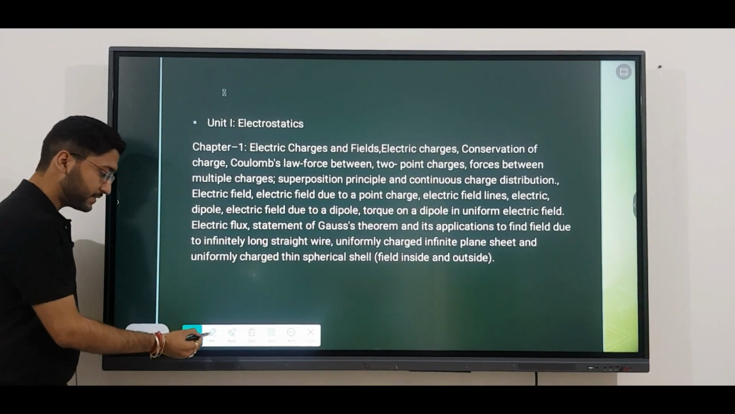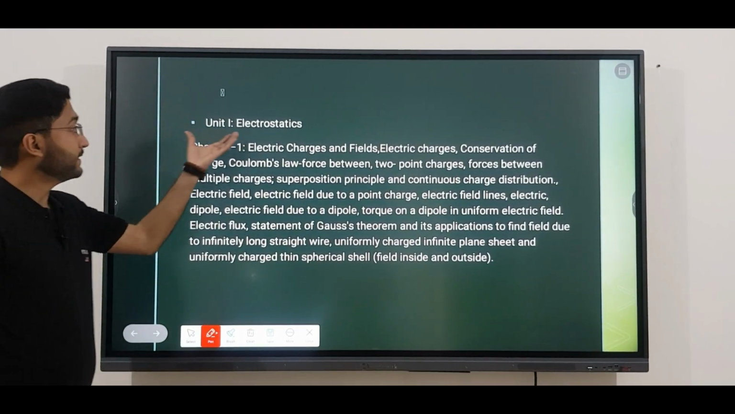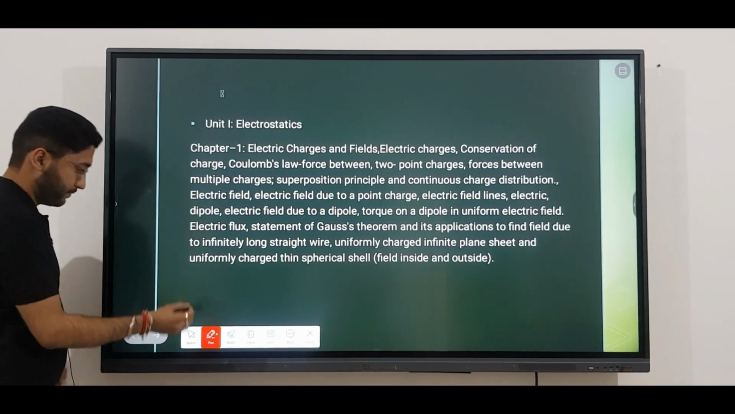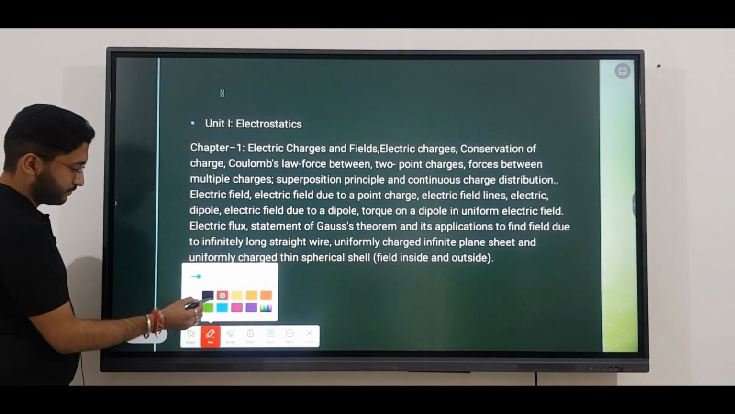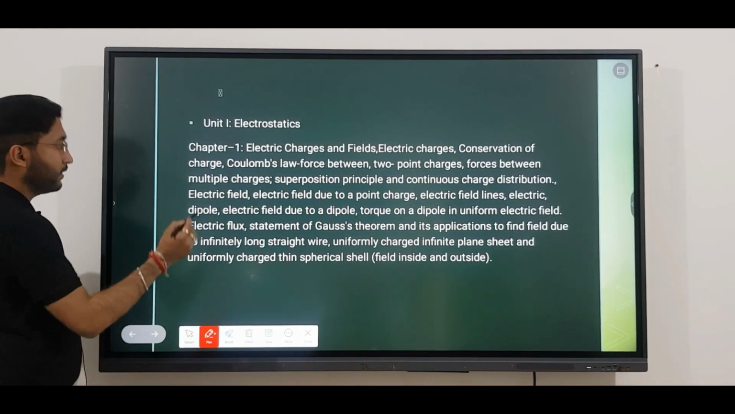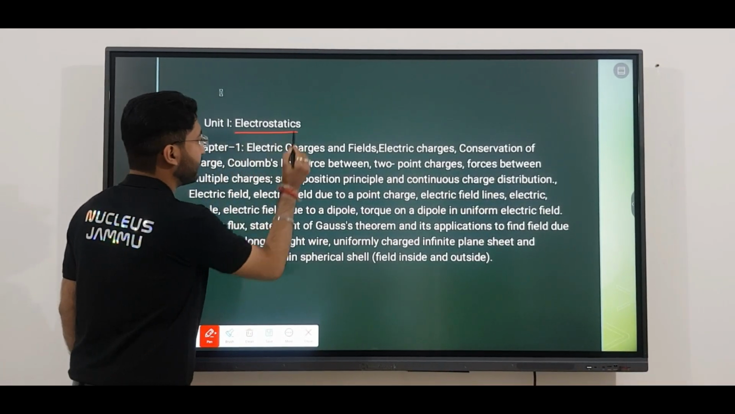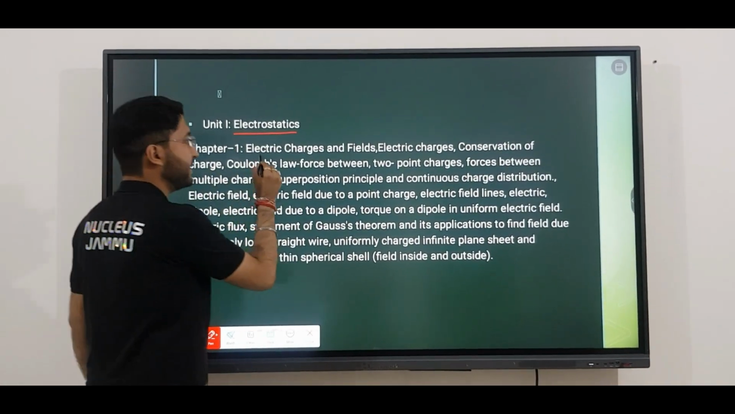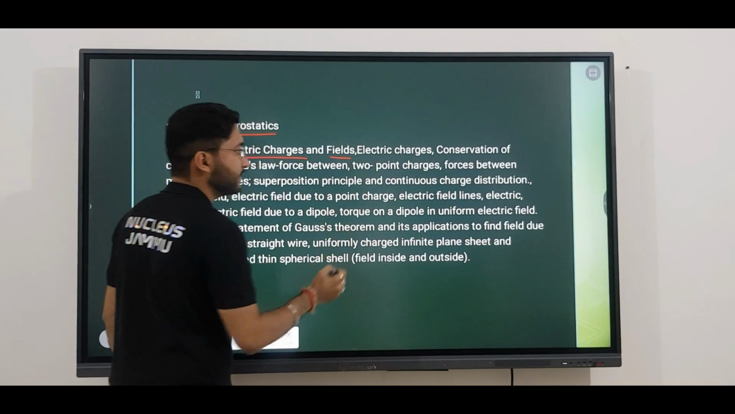Now step by step we study the syllabus of electrostatics thoroughly. Unit 1 is electrostatics, and there is a subdivision, chapter 1, which is electric charges and fields.